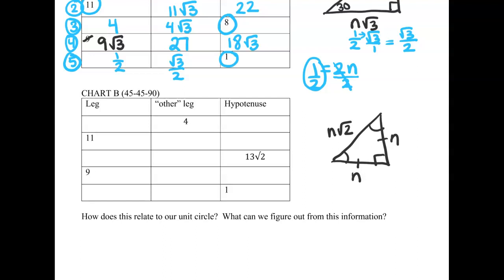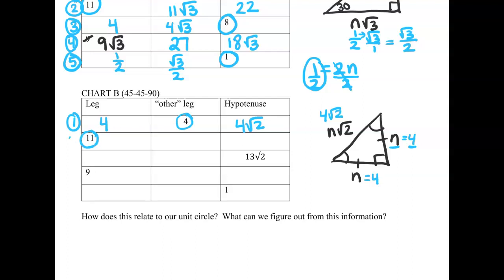So first one, we have a leg length of 4. But again, both the legs are the same. So once we know one of these is 4, we automatically know the other is 4 as well. And then to find the hypotenuse, if you know the leg, you have the n value. So it's just that value times the square root of 2. So the hypotenuse is 4 rad 2.